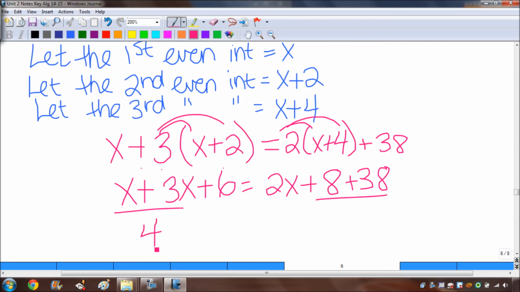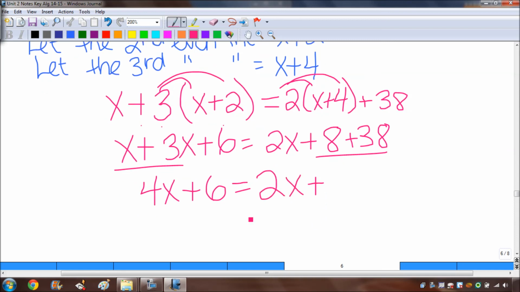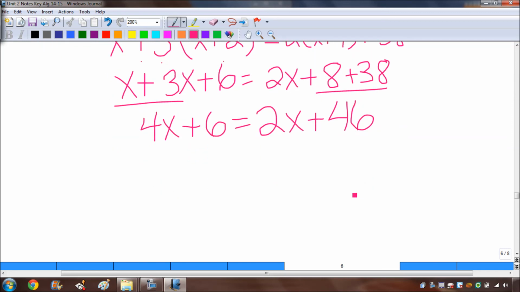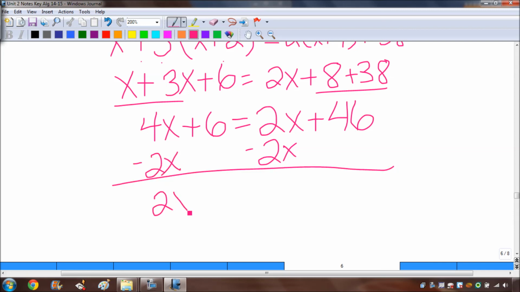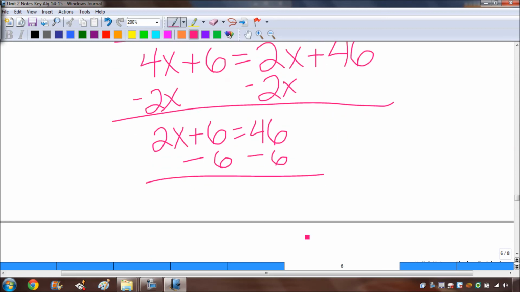Okay, combine your like terms on each side that is possible. So the x and the 3x go together to give you 4x. And the 8 and the 38 go together to give you 46. Okay, subtract the 2x from both sides. So I'm going to get rid of this 2x here, subtract the 2x here. I end up getting 2x plus 6 equals 46. I can subtract 6 from both sides, and I end up getting 2x equals 40, which means that x equals 20.